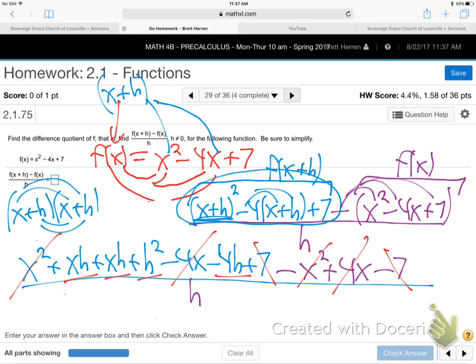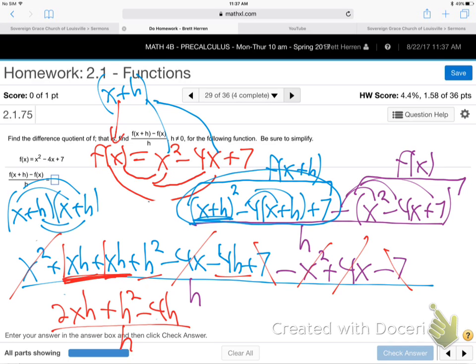So what's left? What's xh plus xh? Good, because you add the ones in the front, right? So it's 2xh plus h squared minus 4h. Is that it? Yeah, over h.